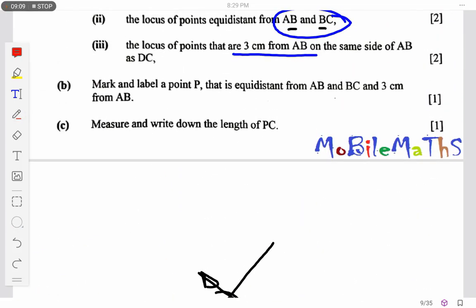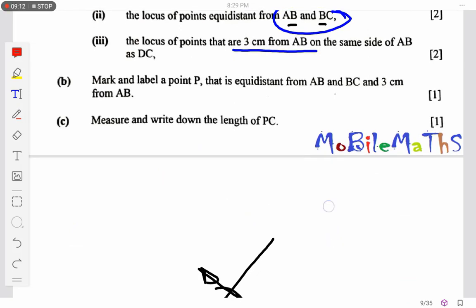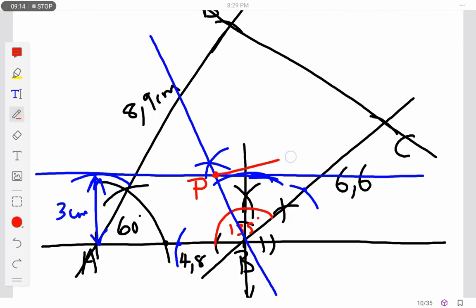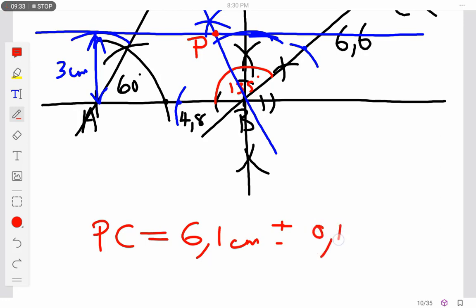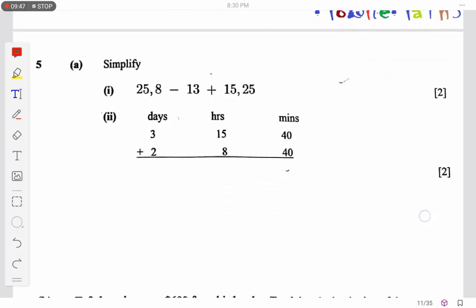Then the next question is saying measure and write down the length of PC. Our PC is from here to the C that we have here. You can take your ruler and measure. You will find out, guys, if you draw it correctly, PC should give you 6.1 centimeters, plus or minus 0.1. So if you get 6.0, it's fine. If you get 6.1, it's fine. If you get 6.2, you are within the region. They will mark you correct. Let's move on to the next question.